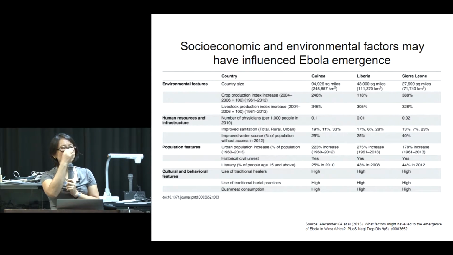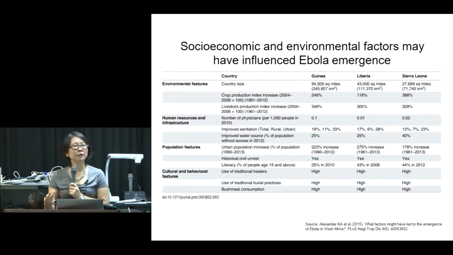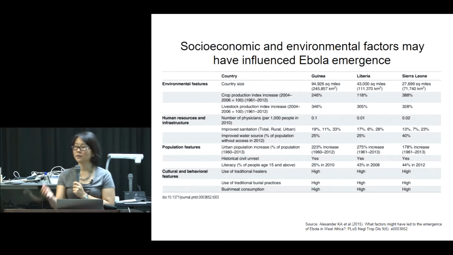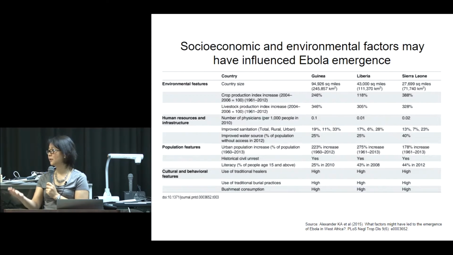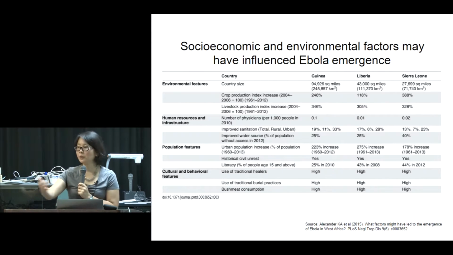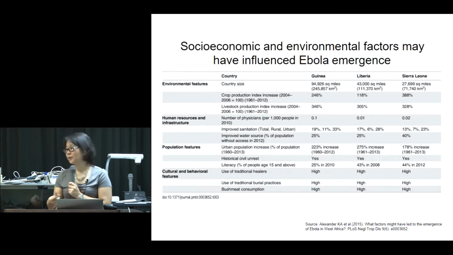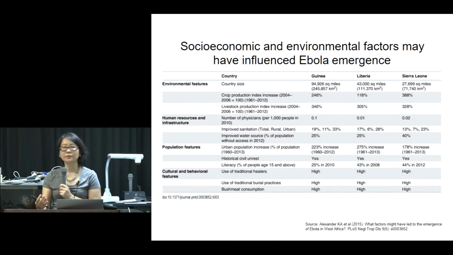When we see now some population features that also play a role, we see how the urban population has increased in these places. More than 200% increase since the 1960s to the moment of the outbreak in 2012. So urban population has increased very quickly. All three countries have civil unrest. So the context also plays a big role here. Literacy is as low as 25% for 2010 in Guinea.